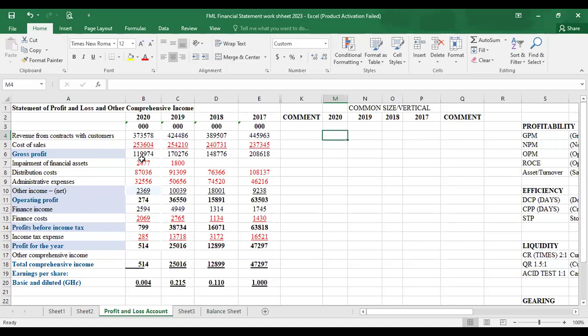So these items, we are going to compare to the revenue figure because we are doing a common size or vertical analysis. So when we pick the revenue, it will be the revenue for 2020 divided by that same revenue, then we multiply it by 100%. So you see that it is 100. When we go to 2019, it would be revenue for 2019 expressed as a percentage of revenue for 2019. Then we multiply it by 100%.